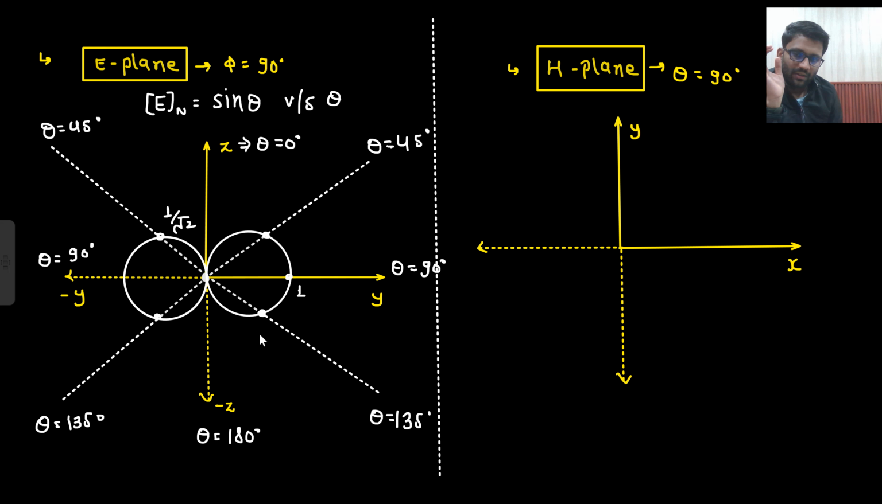This is 1, this is also 1 by under root 2, and this magnitude is 1. So this is how my radiation pattern in E plane will look like.